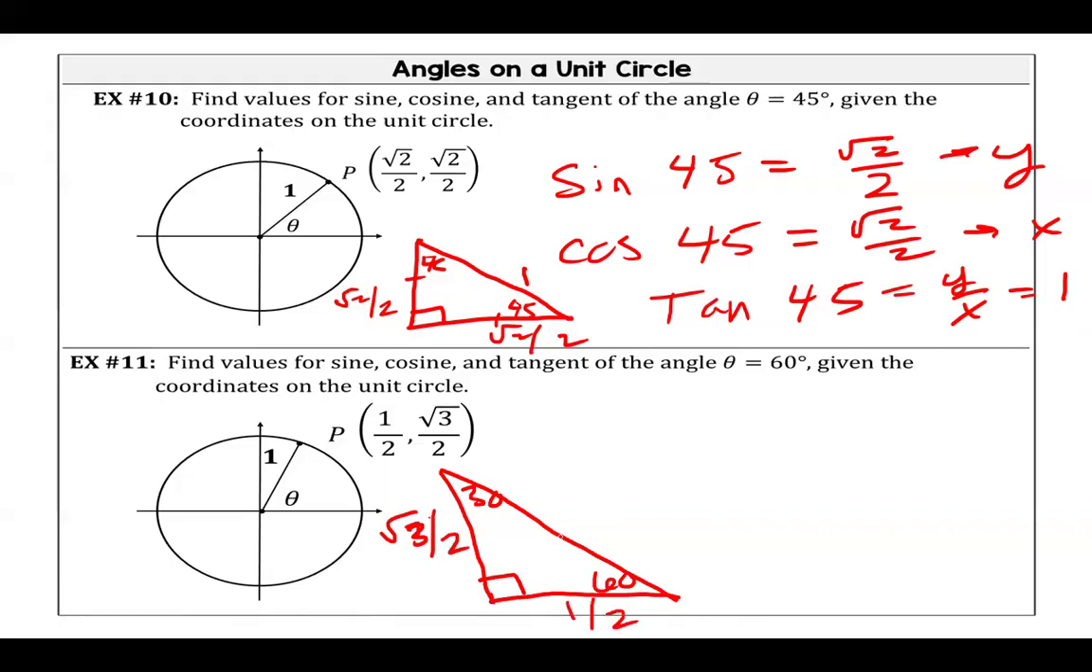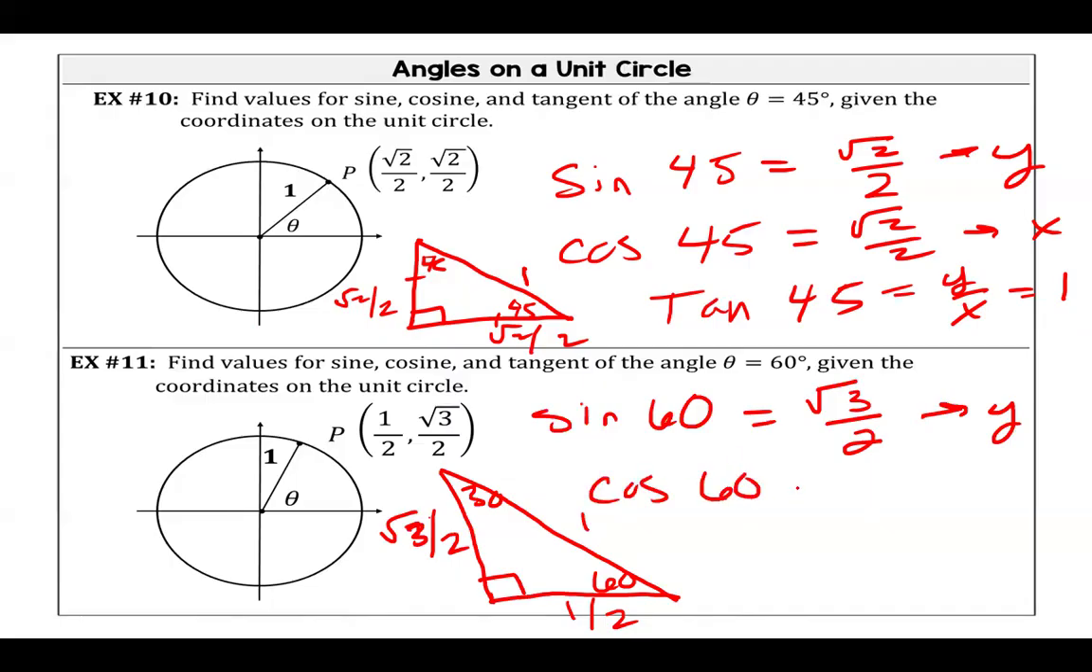All right. So we're starting off with the sine of 60. Sine is your opposite over your hypotenuse. What is my opposite of 60? And divided by 1 is just itself. So therefore, my y value is square root of 3 over 2. Your cosine of 60 is your adjacent over hypotenuse. My adjacent is 1/2. Therefore, my x is 1/2.